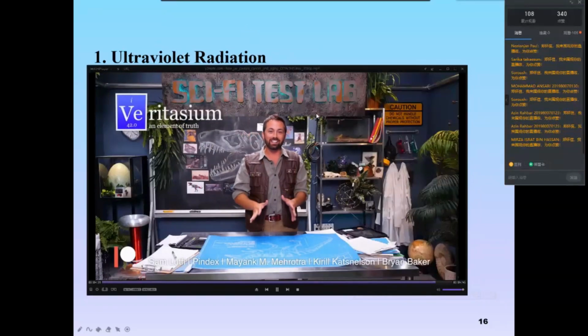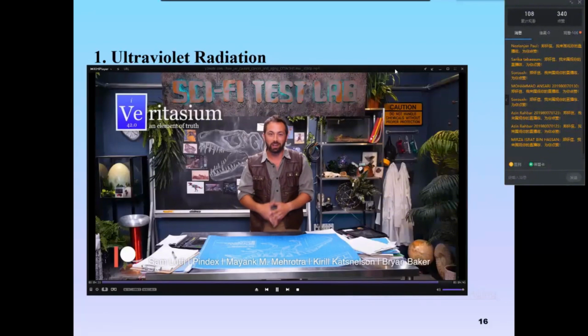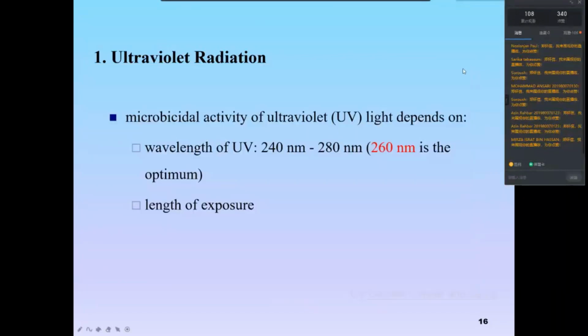Hey, I'm on set for Jurassic World Fallen Kingdom, and I'm here filming Sci-Fi Test Lab, where we try to recreate some dinosaur parts out of machines.